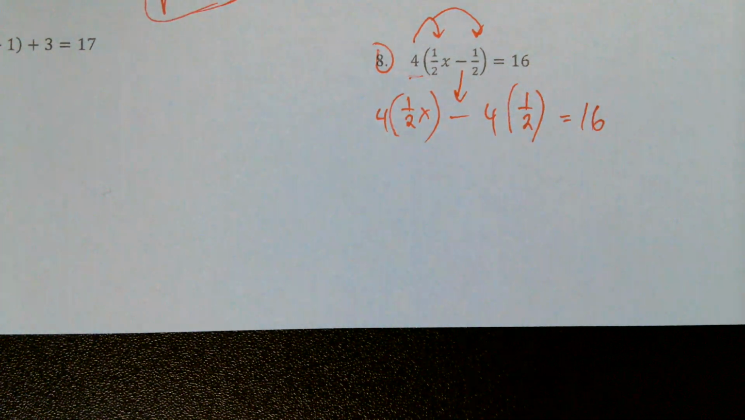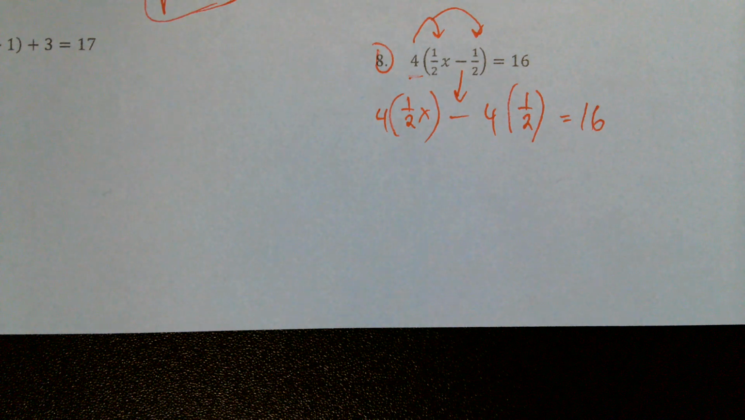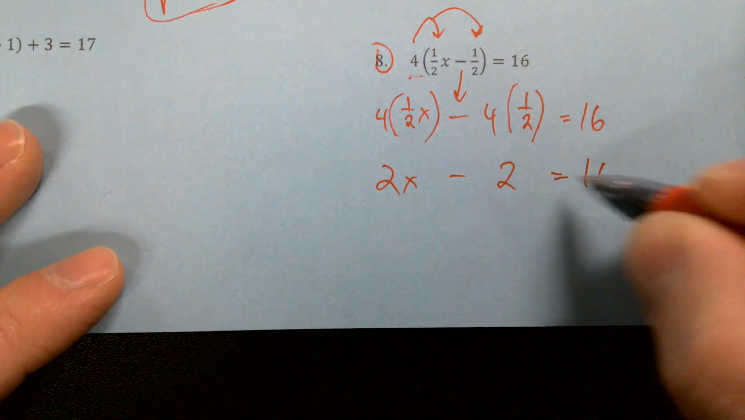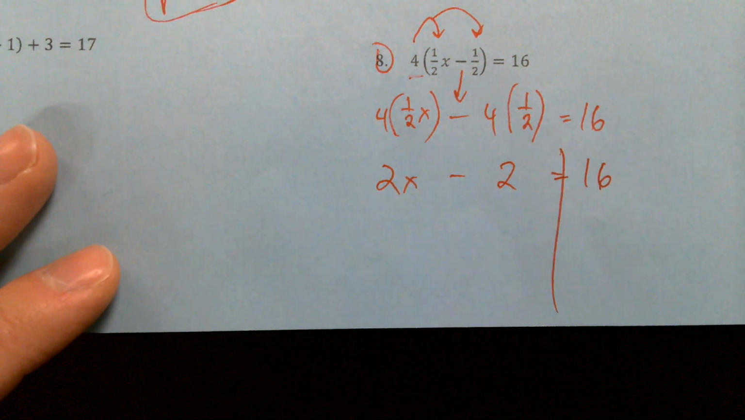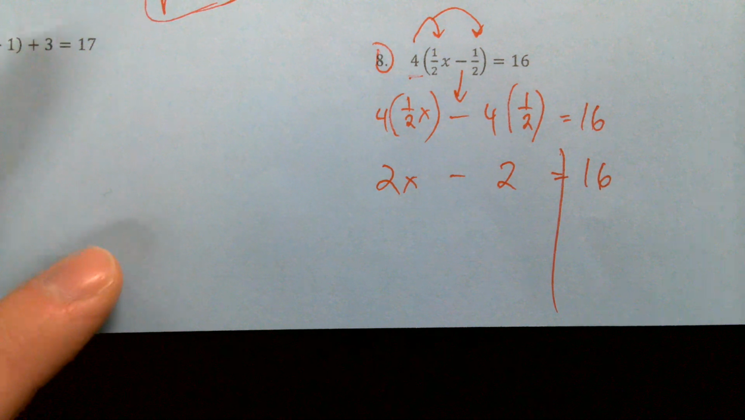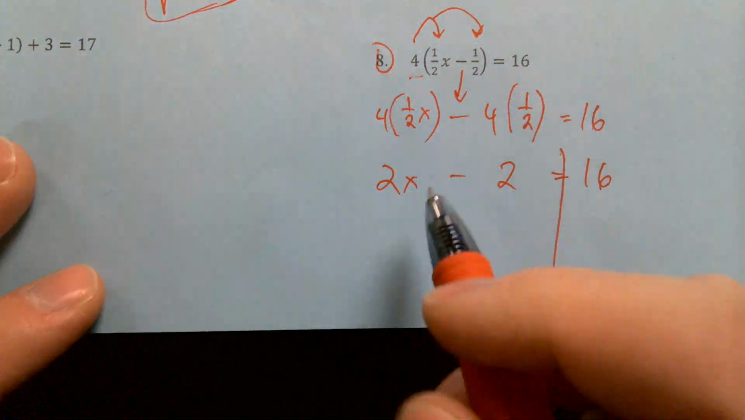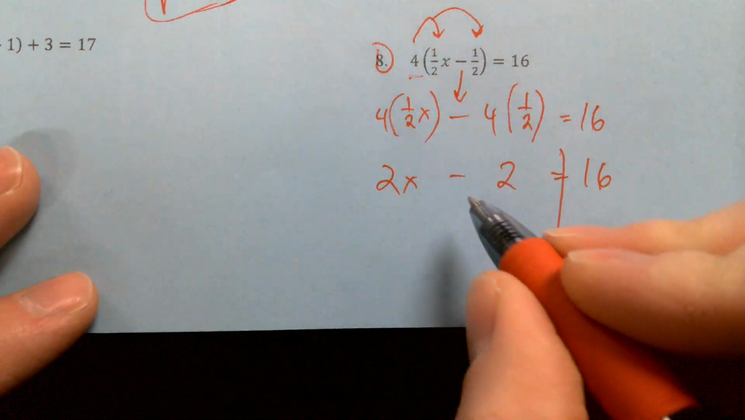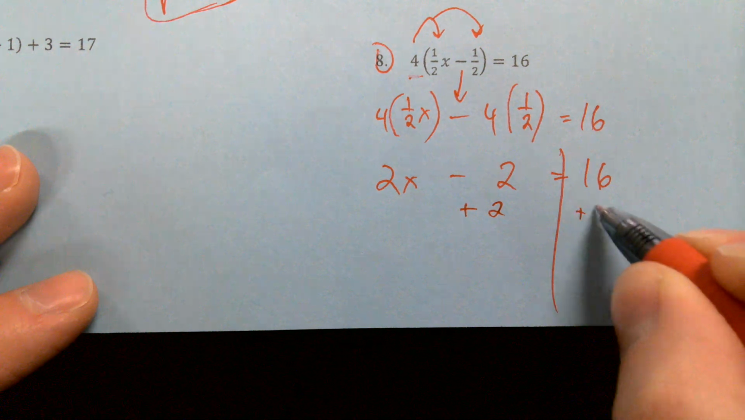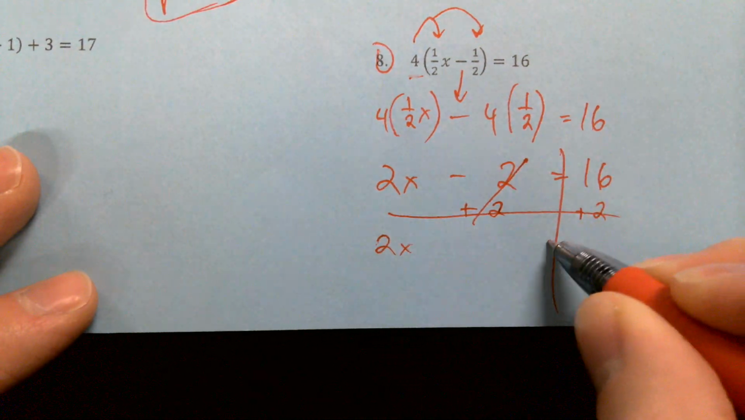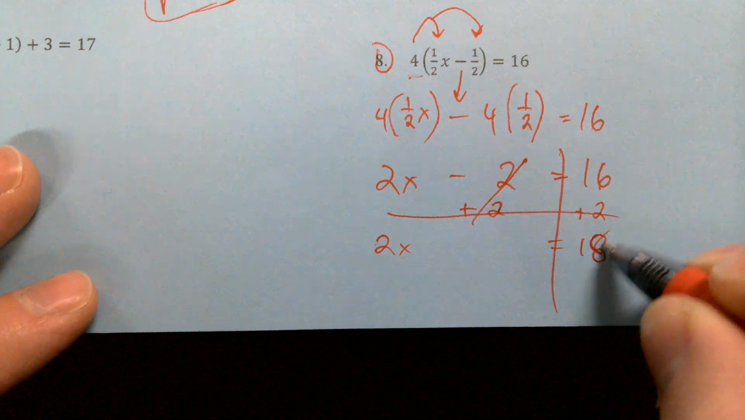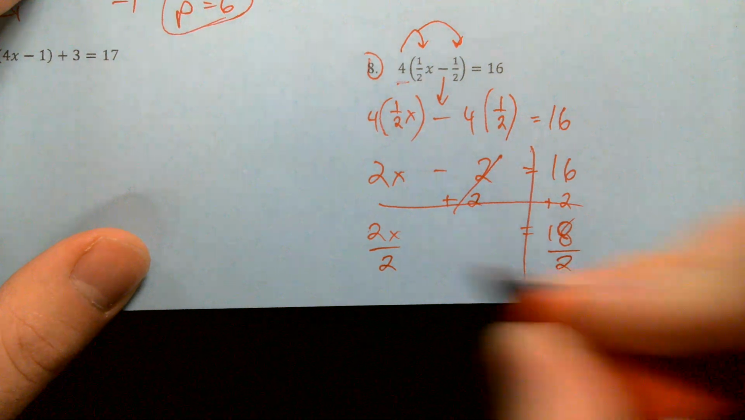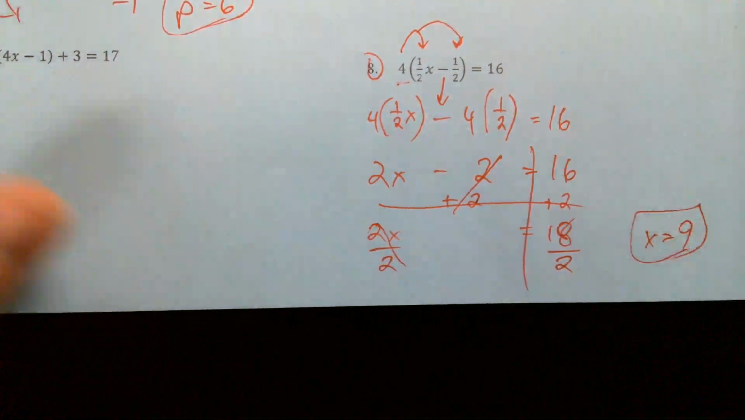Now, what's half of 4? 2. So 4 times 1/2 just gives me 2x minus 2 equals 16. Just like that, right? Just taking half of 4. If we were distributing an 8, we'd take half of 8, right? We want to bring this constant over here to the right. The inverse of -2 is +2. We're left with 2x equals 18. What should I do last? Divide both sides by that 2 in front of the x. We're left with x equals 9.